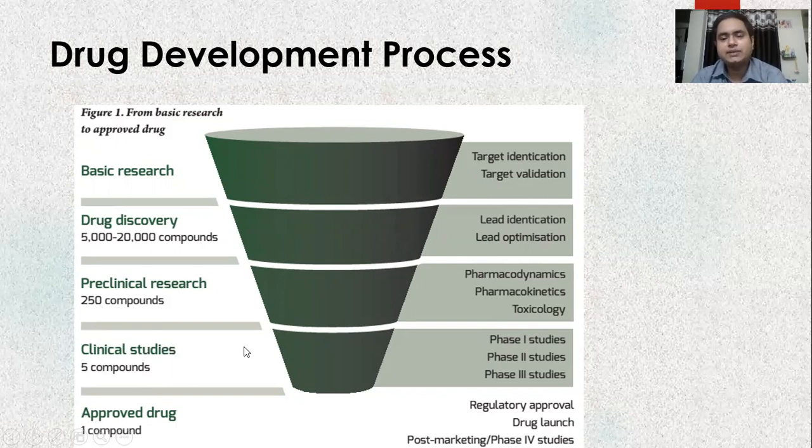The clinical study will be performed with the phase 1 study, phase 2 study, and phase 3 study. After the phase 3 study, a drug molecule can be approved through a competent authority like the FDA. The approved drug can be one compound or two compounds. After regulatory approval, the drug is launched in the market, and post-marketing and phase 4 studies are conducted accordingly.